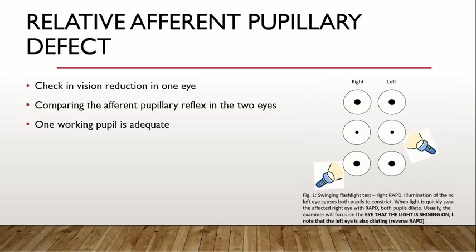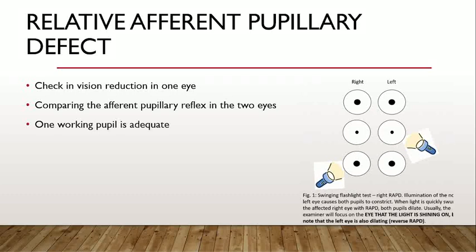So that's the theory. One working pupil is enough to check the activity of both eyes. It is not very easy to demonstrate this; it's kind of a concept. It's called the Marcus Gunn pupil, and the reverse. For us also, it's very difficult sometimes to see whether RAPD is present or not.